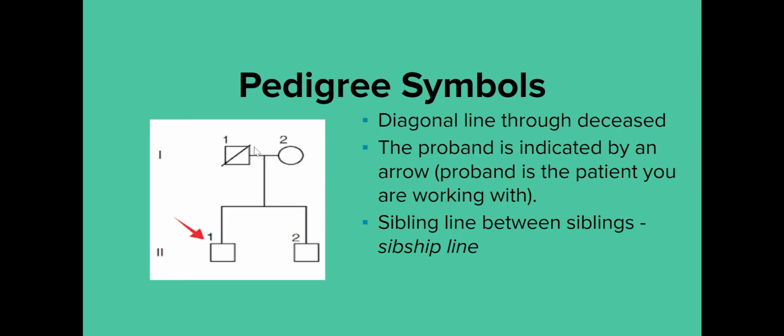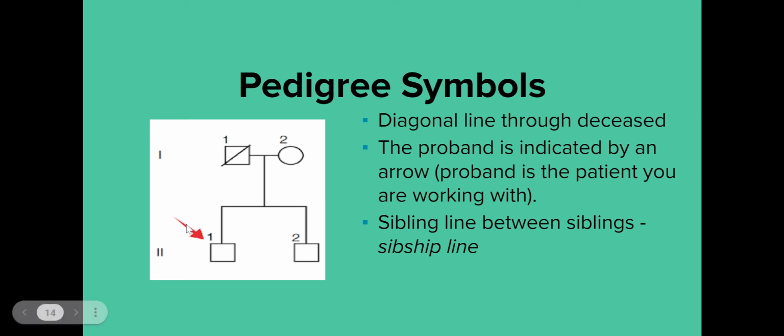A diagonal line through a box, or a shape, I should say, square or circle, means that the person is deceased. So there it is. If there is no slash, person is still living. When there is a slash, there should be an age and a cause of death indicated. That gives us really important information about this person's risk factors.